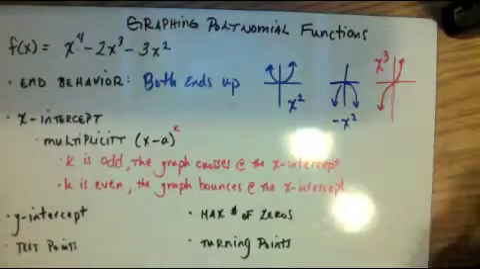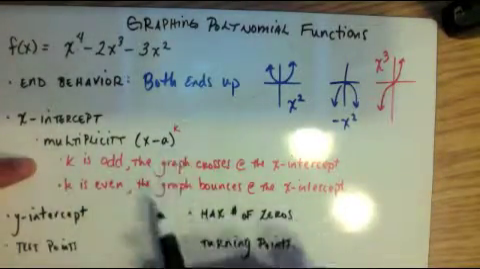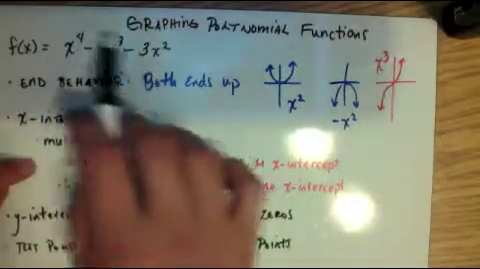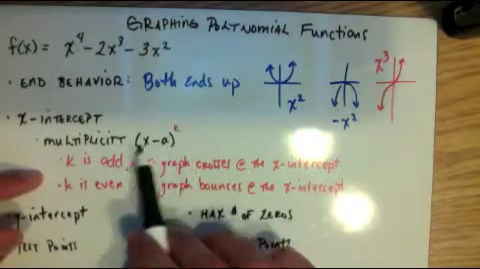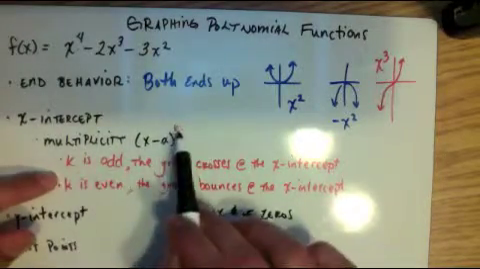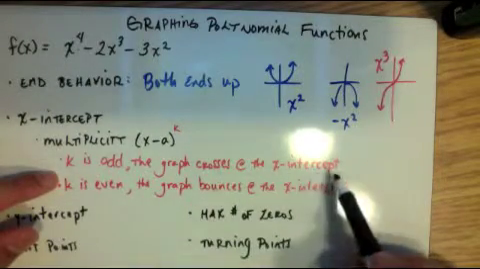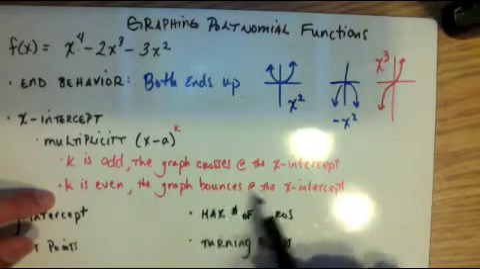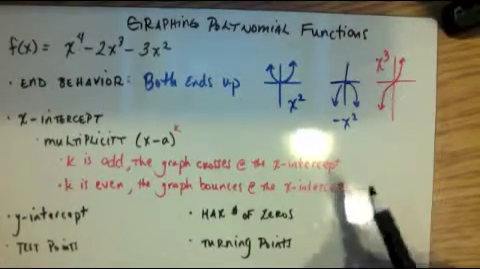The next thing we're going to look at is the x-intercept. Now you guys know how to find the x-intercept. Something new we're going to introduce is called multiplicity, and multiplicity has to do with the factors. So when we take a polynomial, we are going to factor it, and then we're going to look at the factored form. If the exponent is odd, the graph is going to cross at that x-intercept. If the exponent is even, the graph is going to bounce at that x-intercept.